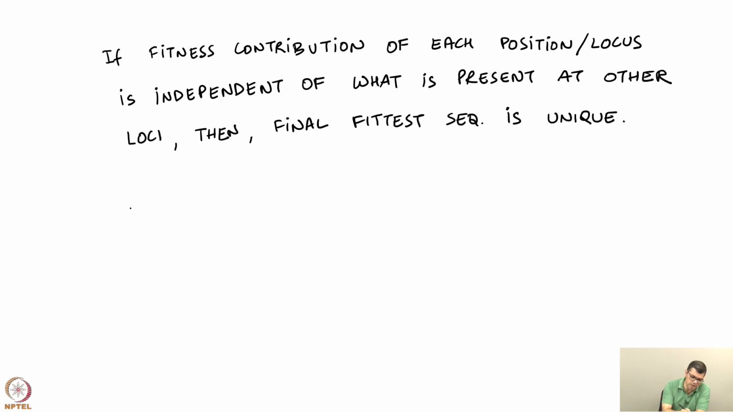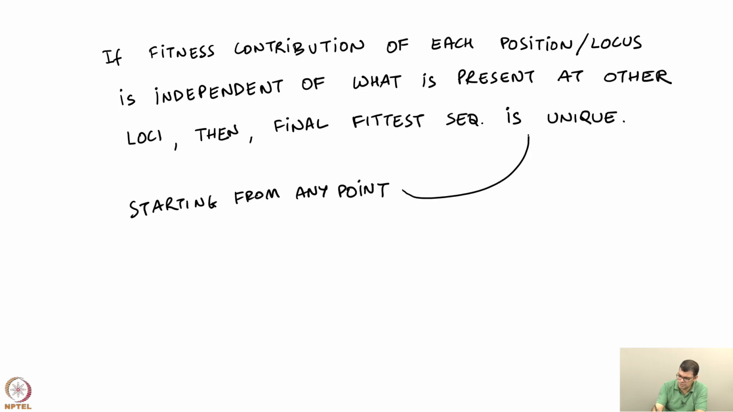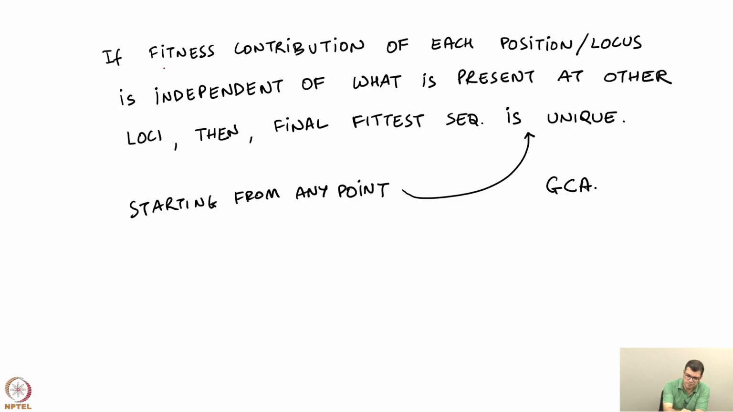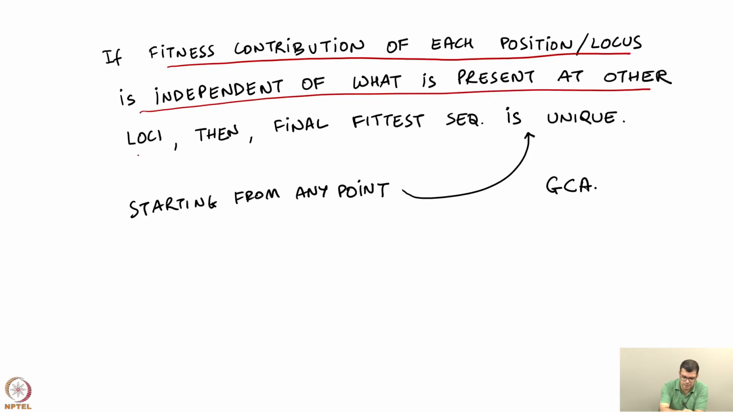You can start from anywhere, starting point could be anything, starting from any point, you end up at this unique sequence, which in the example that we just saw was GCA. But this is only true when the following condition is met, that the fitness contribution of each locus is independent of what is present at other loci.